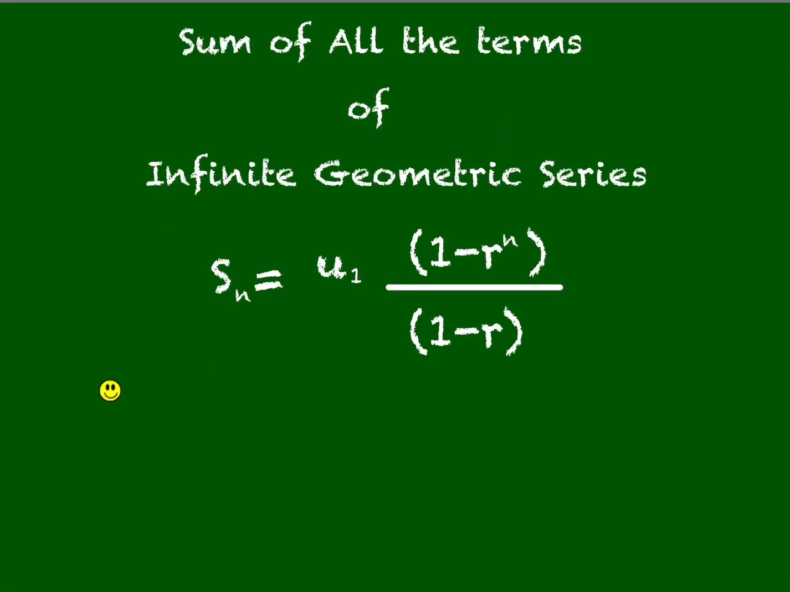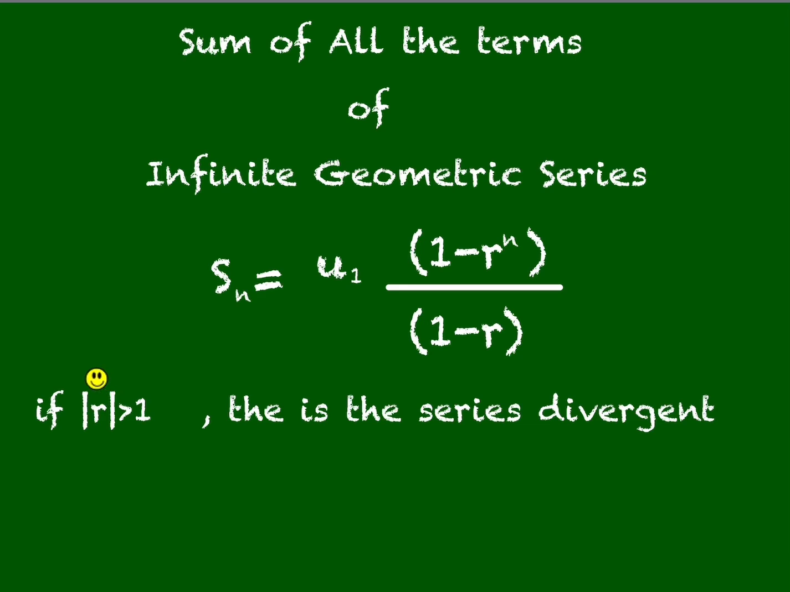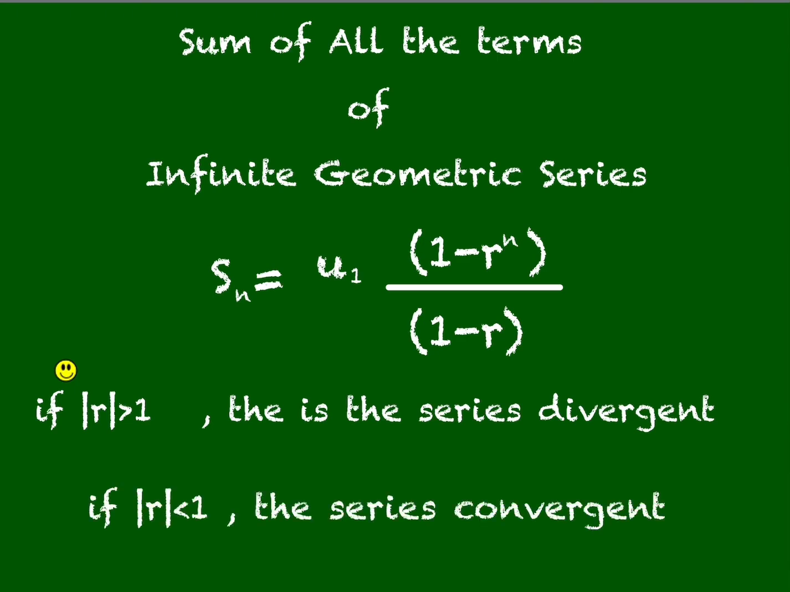Can we calculate the sum of all terms of an infinite geometric series? That depends on the common ratio. If the absolute value of r is greater than or equal to 1, the series is divergent, meaning the sum of the infinite terms cannot be calculated. If the common ratio r is between -1 and 1, meaning the absolute value of r is less than 1, the series is convergent, and we can find the sum of the infinite terms.